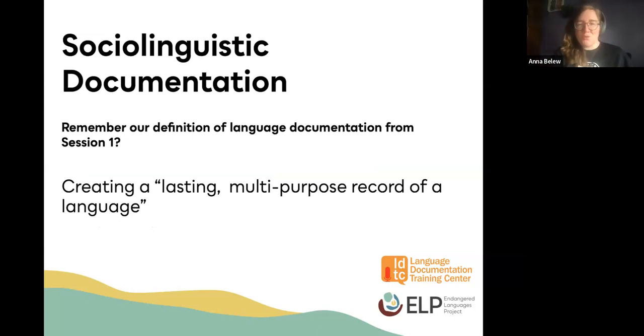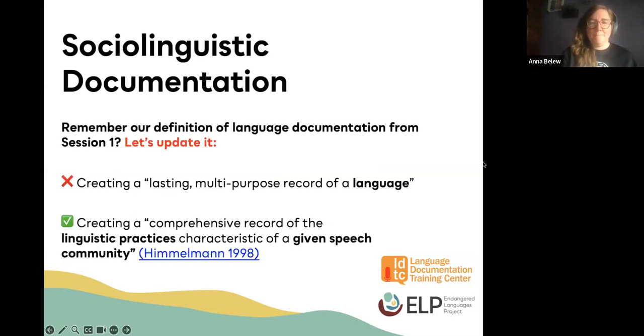But if we remember back to session 1, this definition of language documentation entailed creating a lasting multi-purpose record of a language, right? This is the standard definition we're often given of language documentation. But let's update it a little bit. Let's move beyond just creating a record of a language. And much like the original author of this definition did, let's expand it a bit to talk about creating a record of the linguistic practices characteristic of a given speech community, right?